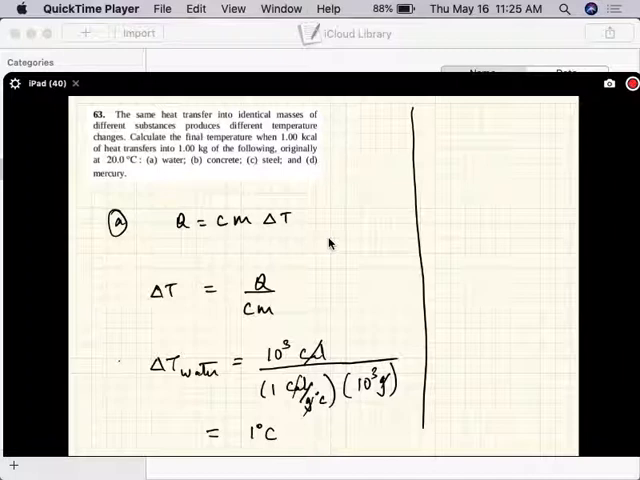Why don't we use joules instead of calories? Just because I remember this. If I want joules, then I would have to look up what the value for C is. You could do that. You can do any units. Alright, you want to do it in joules? Let's do it in joules.